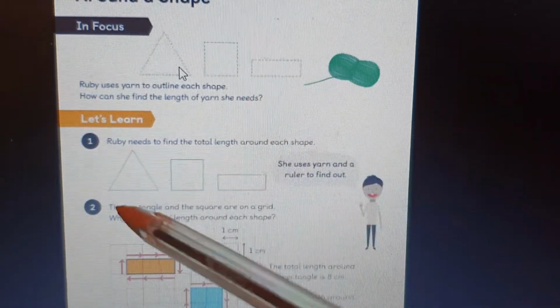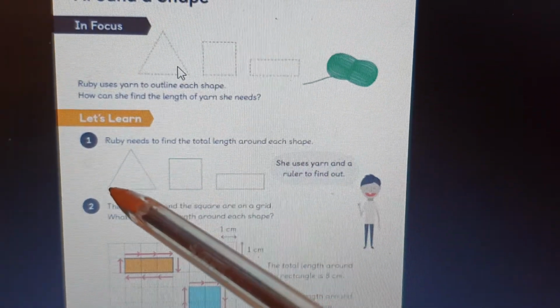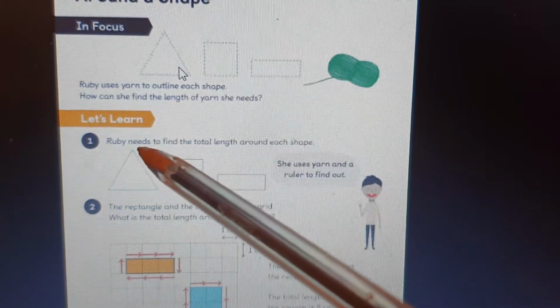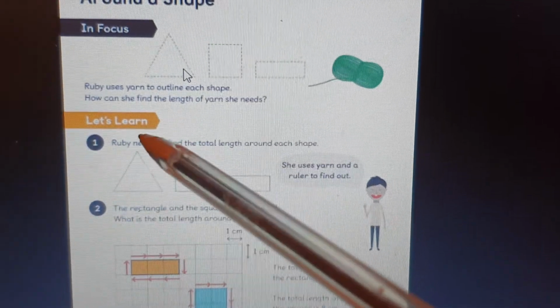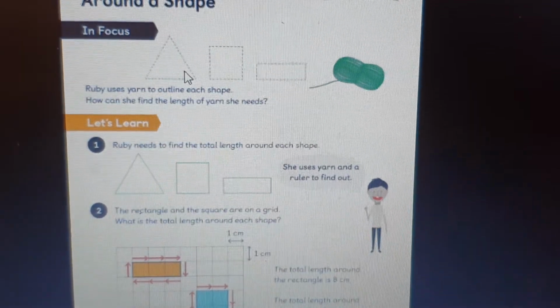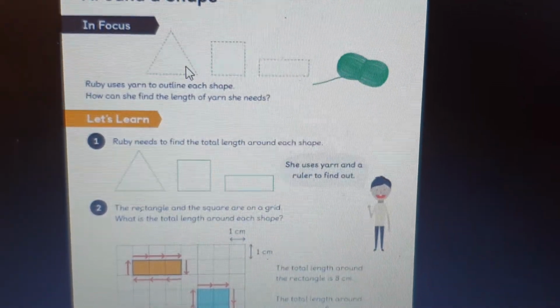So what she'd have to do is put the wool around each one, and then she'd need to cut it, and then she could get the length of wool out and measure the length.